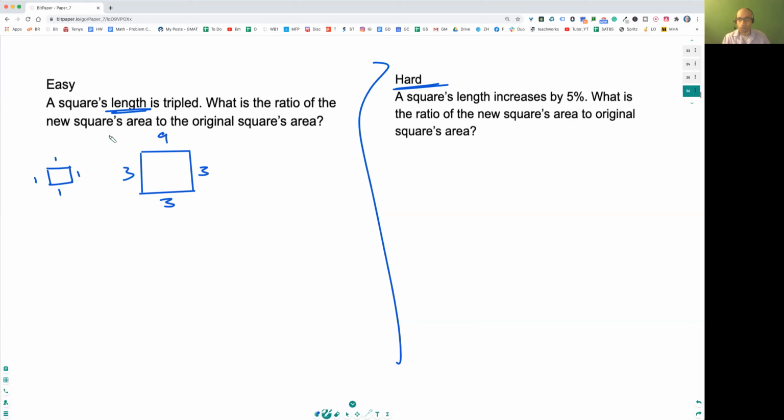Now remember, you need to know the area. That area section is also going to come in our geometry section, but I believe you know the area of a square is just the length times width, or the square of the length. So it's just going to be 1 times 1, and this is going to be 3 times 3. Okay, so this is 9, and this is 1. Okay, great, great. So this is done here. Now let's think about this problem here. So this is perfect. Now a square's length increases by 5%.